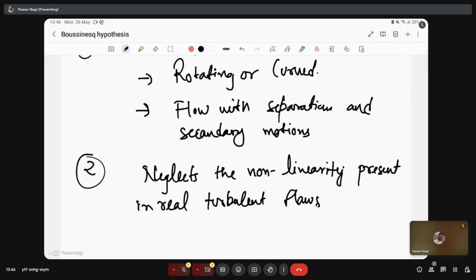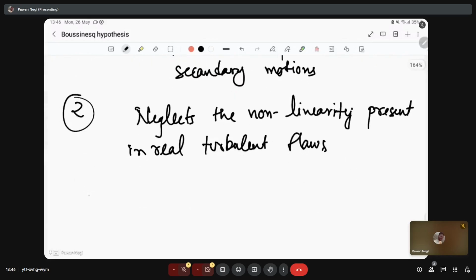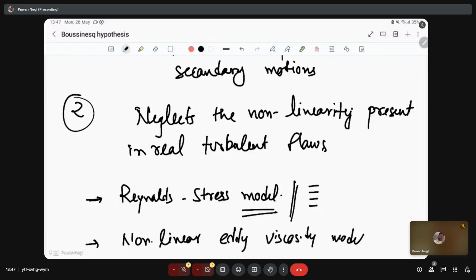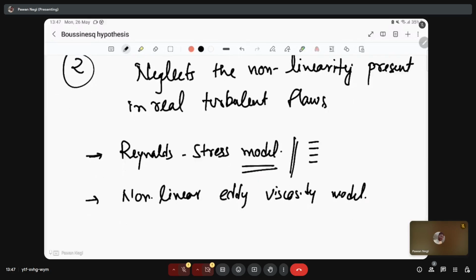An alternative to these limitations is the Reynolds stress model. In this model, for every component of the Reynolds stress, a unique transport equation is written and then they are further modeled. Another alternative to Boussinesq hypothesis is the nonlinear eddy viscosity model. This particular model extends the Boussinesq hypothesis to include higher order tensor terms.